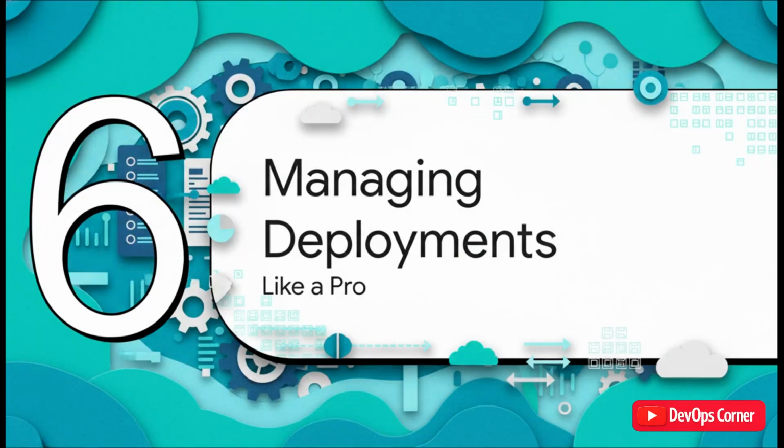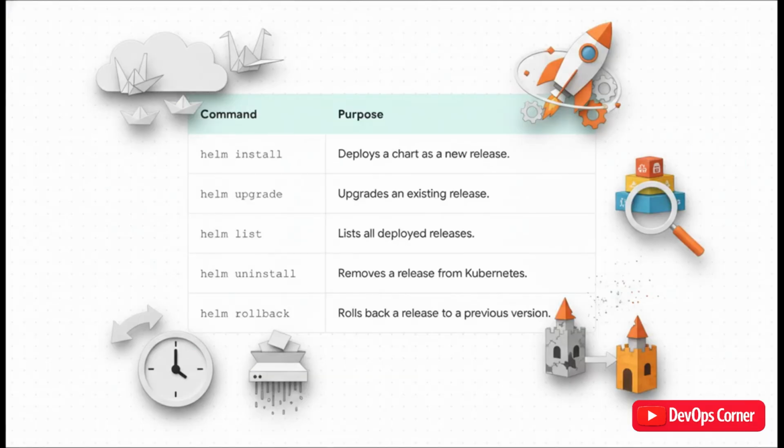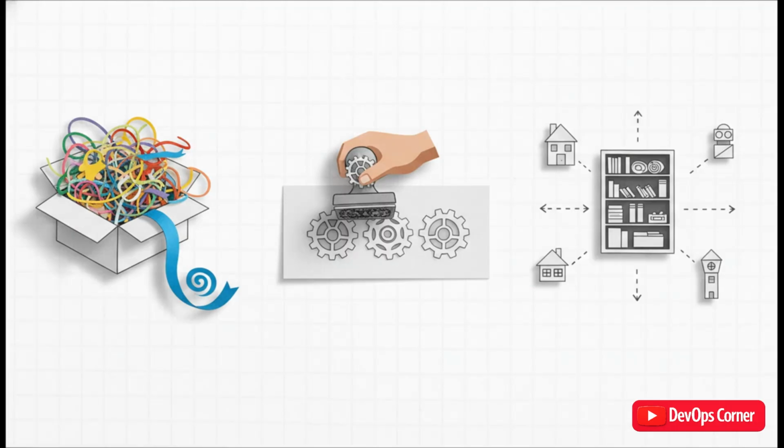But Helm isn't just for that first deployment. Once your app is up and running, Helm gives you a super simple and powerful set of commands to manage its entire lifecycle. These are the commands you're going to be using day in and day out. You can install a new app, upgrade an existing one, list everything that's running, and of course, uninstall it when you're done. My personal favorite, though, is helm rollback. If you push out an upgrade and something breaks, you can instantly revert back to the last working version. It's a lifesaver.